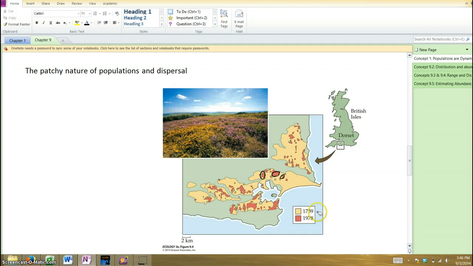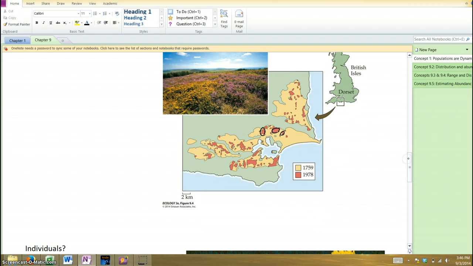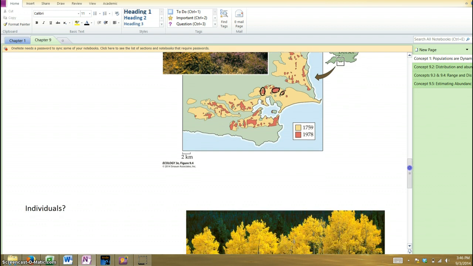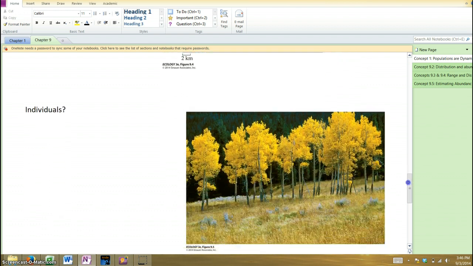Well, between 1759 and 1978, there has also been a significant change in the size of the human population and human habitations. So one probable hypothesis about why this is happening has to do with the alteration of the habitat by people, with more people living there, more cities and towns and things like that, perhaps promoting this patchy distribution.